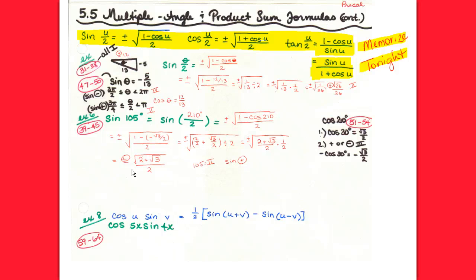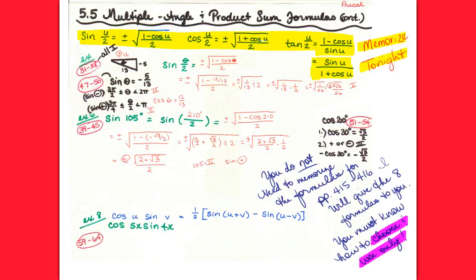All right, then on the bottom of page 415 and the middle of page 416, they give us 8 new formulas. These are the product to sum formulas and the sum to product formulas. You do not need to memorize these. I will give you those 8 formulas. So the 4 formulas on 415 and the 4 formulas on page 416, I will give to you. What you have to be able to do is look at those 8 formulas and choose what is the correct one for your situation and then know how to use it correctly. So all you have to do is be able to choose and use, choose and use.